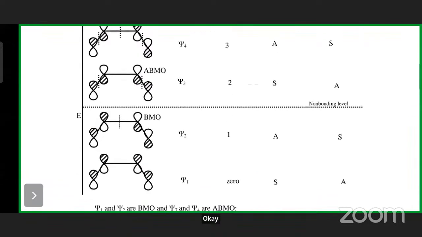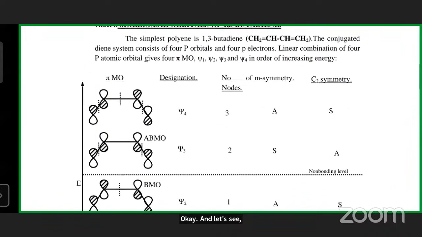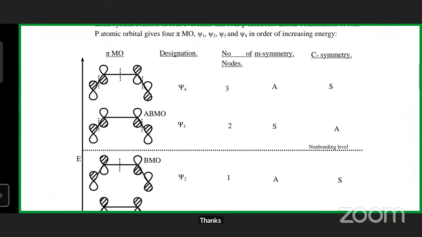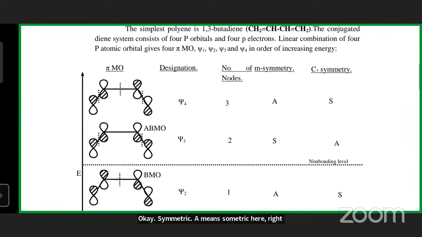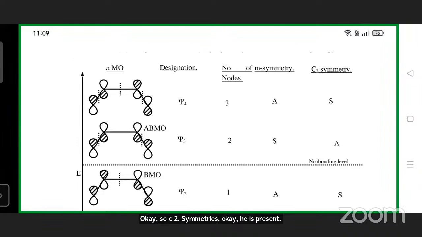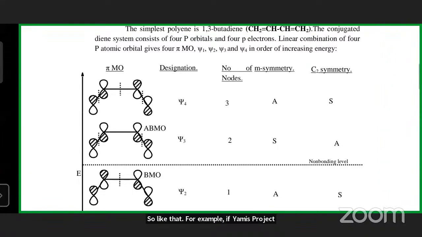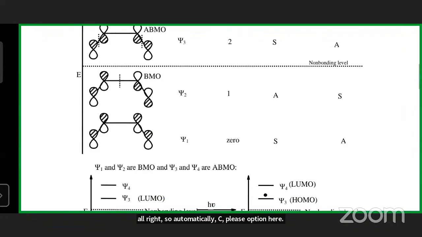And you see the symmetry properties here: plane of symmetry and C2 axis of symmetry. S means symmetric, A means asymmetric. In this particular compound, for the psi 4 molecular orbital, M means the plane of symmetry, C2 means the rotational axis of symmetry. So C2 symmetry is present and the plane of symmetry is opposite here. For example, if M is present, then automatically C2 is absent. Like that, we have to give the symmetry properties for this compound.